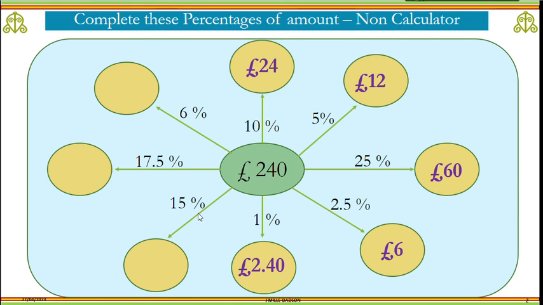15%, right, 15% is a combination of 10% answer and 5% answer. So we're going to combine these two answers. That gives us 36. 7.5% is a combination of 10%, 5%, and 2.5%. So 24 plus 12 plus 6. That's 42 pounds. 6% is simply 5% answer plus 1% answer, and that will give you £14.40.